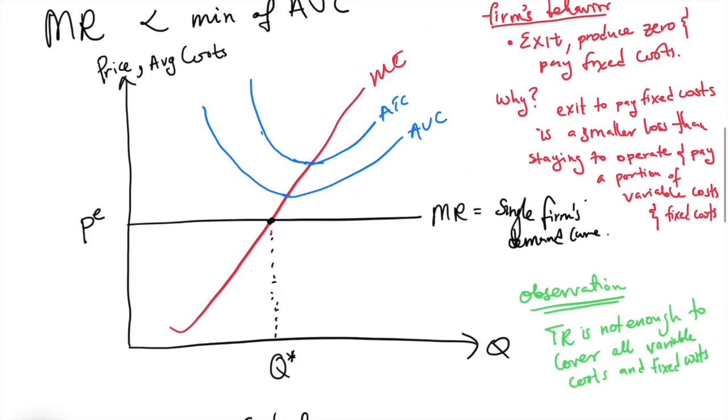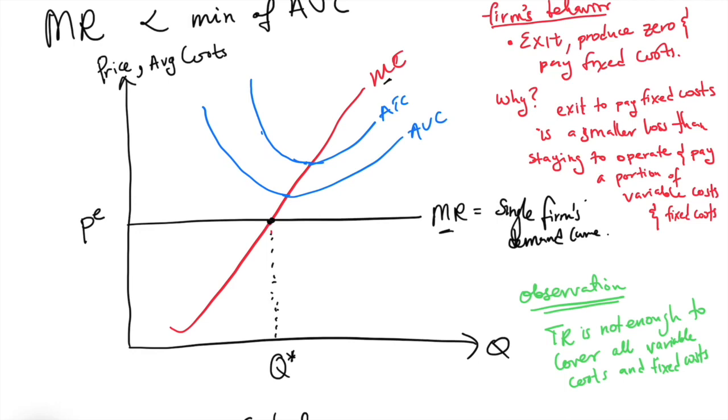Let's move on to the second graph. In the second graph, we have our Q star, right? The Q star is occurring where marginal cost is intersecting marginal revenue. So the first thing that we do is to get Q star. If we don't do that, we can't figure out what the costs are. Okay, so we get our Q star, and Q star is the profit maximizing quantity for the perfectly competitive firm.